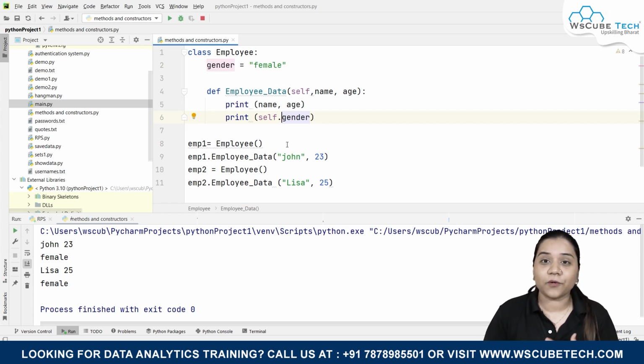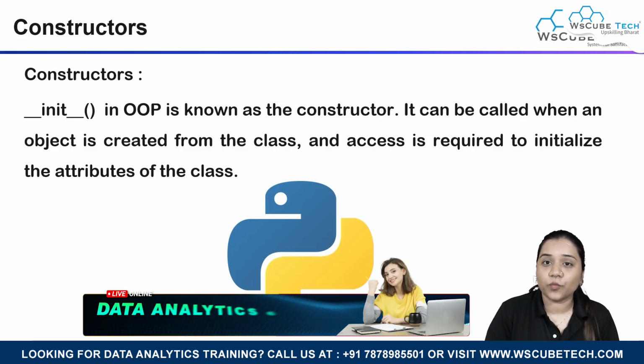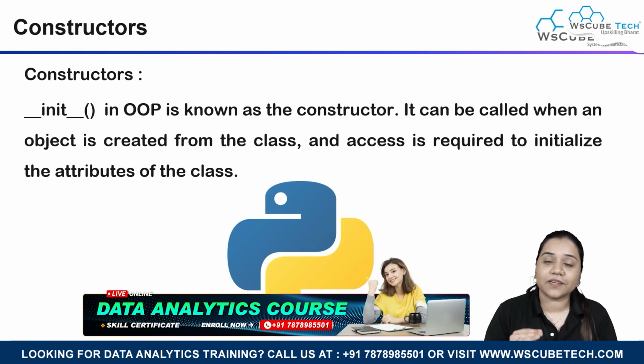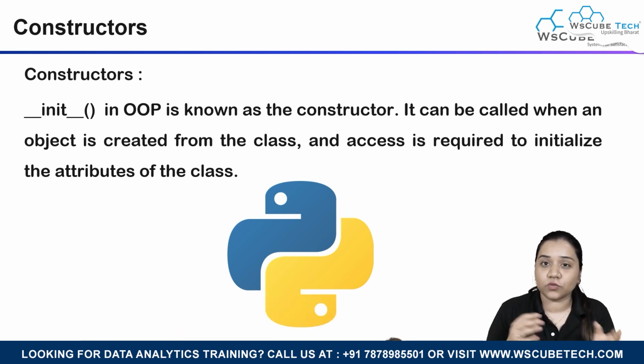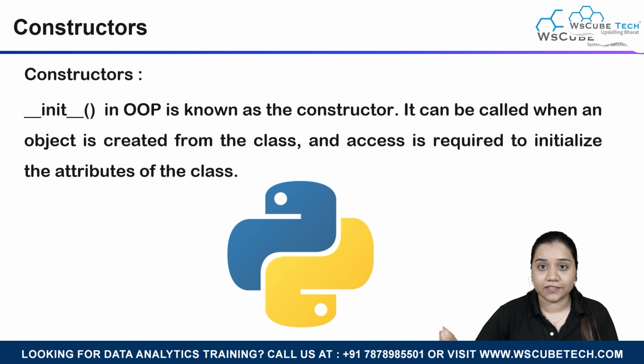Now next we'll be talking about the constructors in OOPS. So guys, inside OOP we have the initialize method, init in short form, which is followed by 2 underscores on both sides. So double underscore init double underscore is the initialize method that is used to initialize the class. Init means initialize over here.